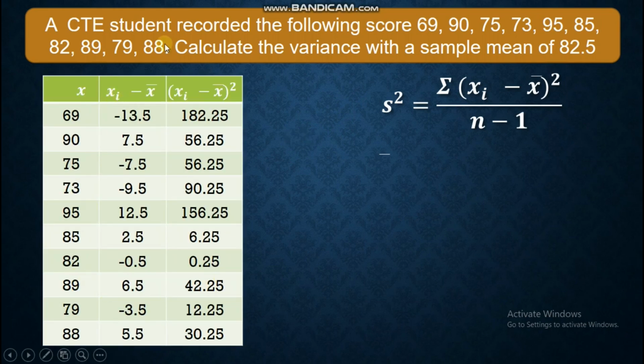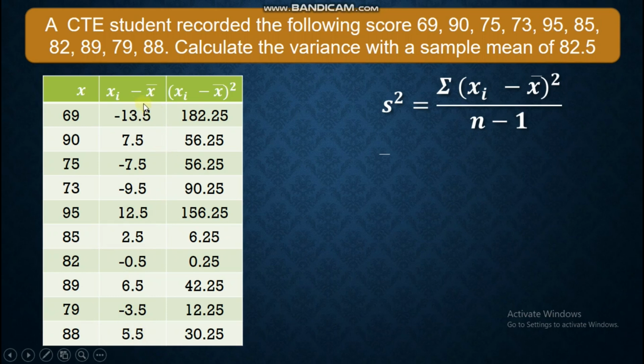So this is our tabulation. For the first column, let's write down the data. So you have 69, 90, 75 going through our last number. Next is the score minus the mean. So the score 69 minus 82.5, which is our mean, is negative 13.5. 90 minus 82.5 is 7.5. And our last is 88 minus 82.5 is 5.5. So you will just do the same process here.